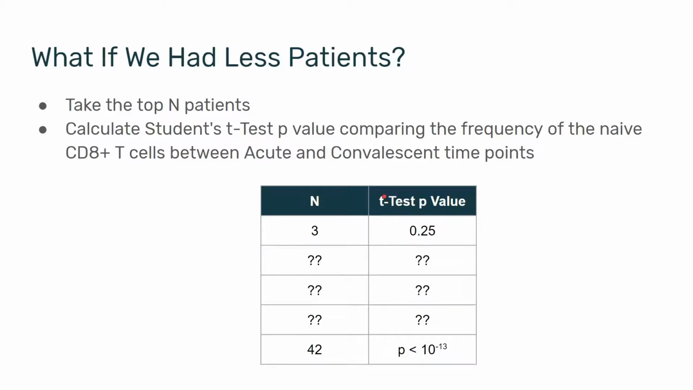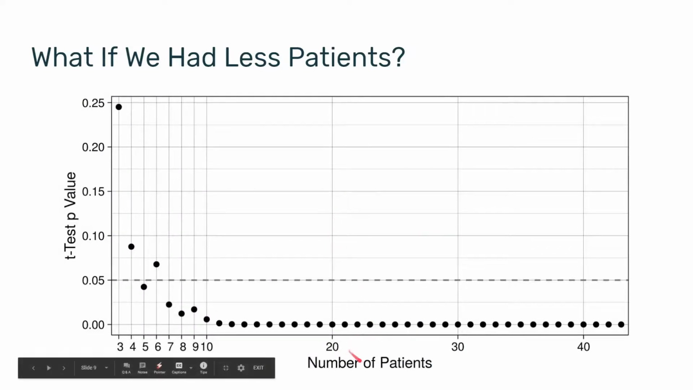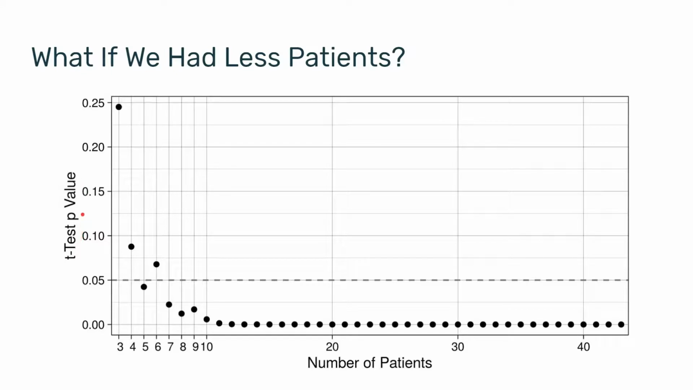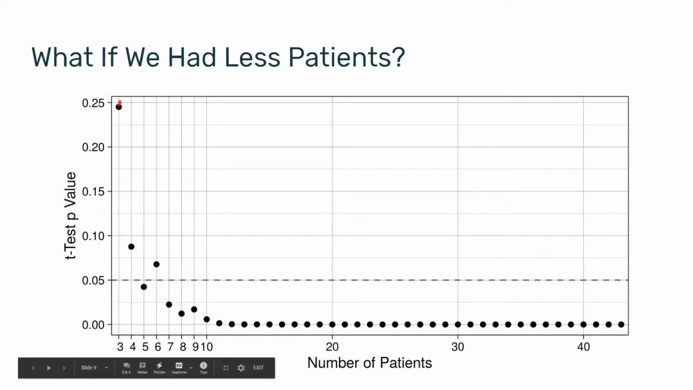What about the other patient counts? Again, the exercise here is that n patients came through the door, the top n from the study, and these are the patients we're going to look at. In this figure, the x-axis is the number of patients, the y-axis is the p-value on the student's t-test. Here is 3 patients, and it's 0.25. Here is 42 patients, and it is 10 to the negative 13.